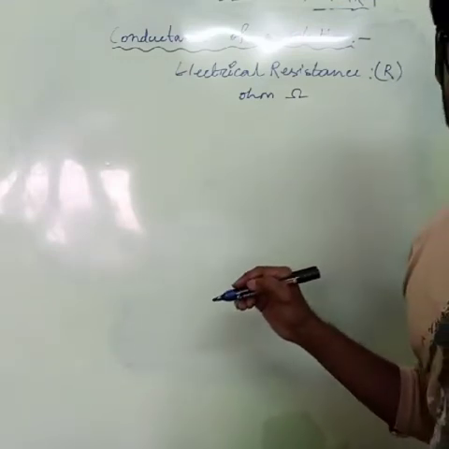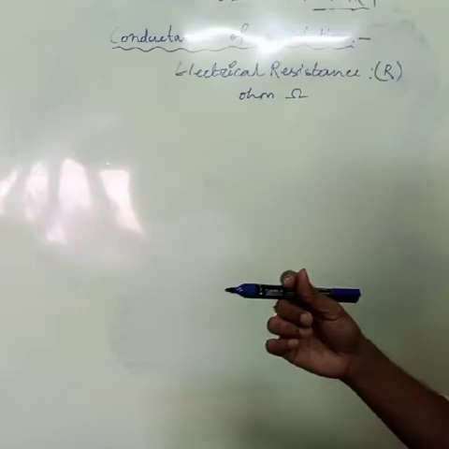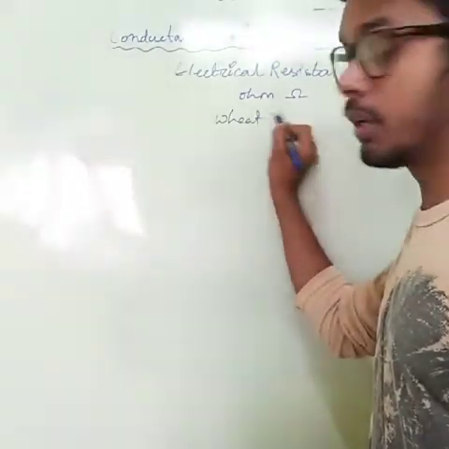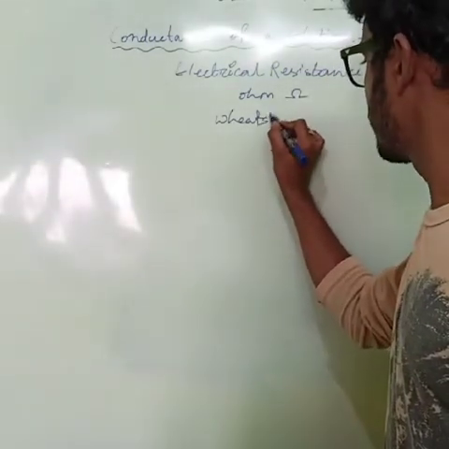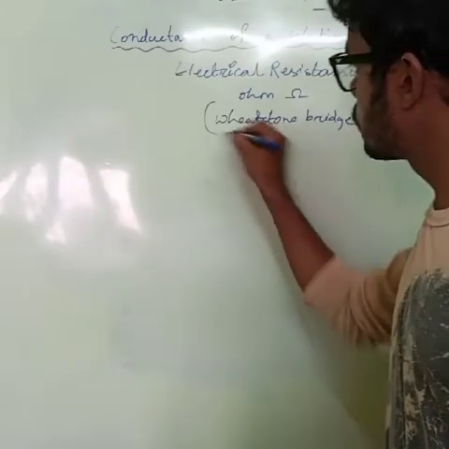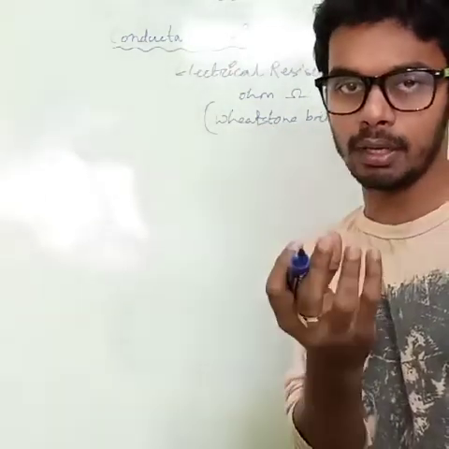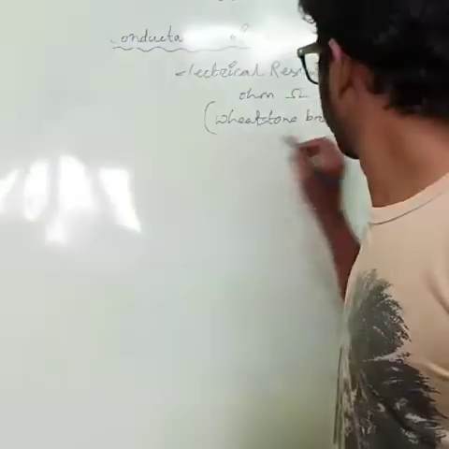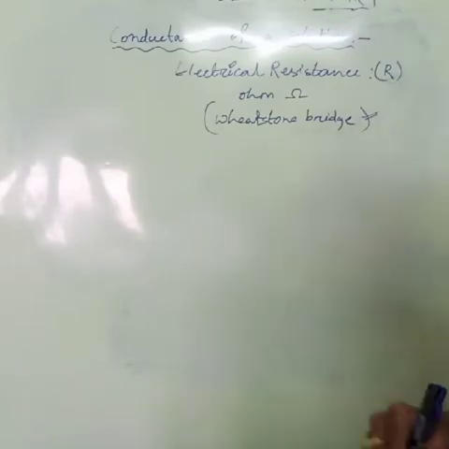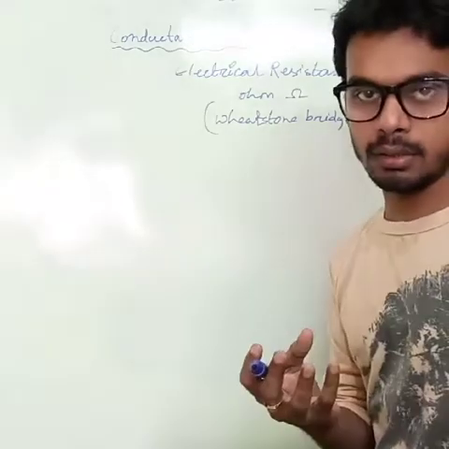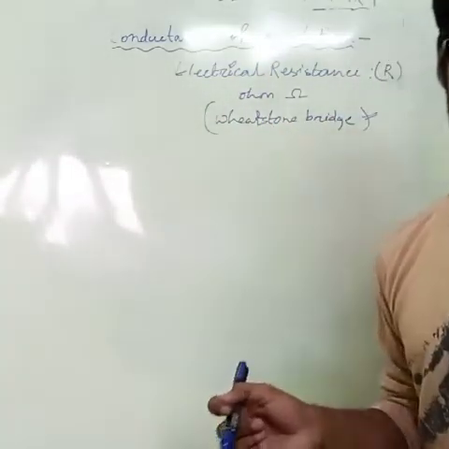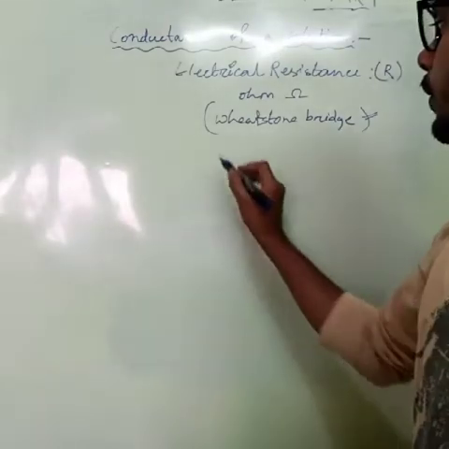It can be measured with the help of a Wheatstone bridge. You already read in physics about the Wheatstone bridge. This is an instrument through which you measure the resistance of a metal, and you will do it in the physics lab. But the question is, how will you measure the conductance or resistance of a solution?